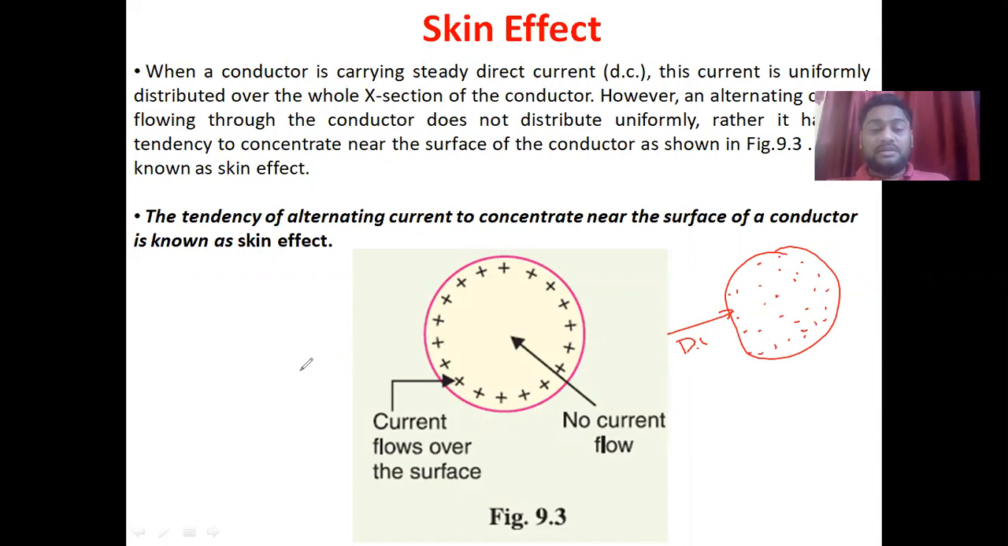What is the AC current? Then the current is flowing only near the surface of the conductor. Internally, there is no current flowing through the conductor. Such an effect is called the surface or skin effect.